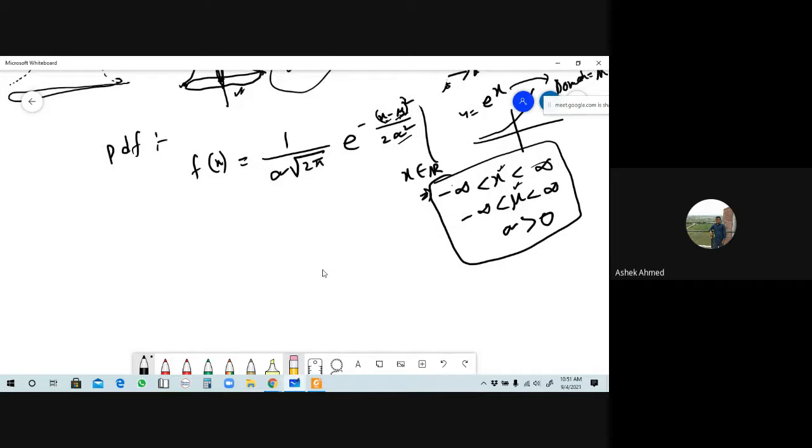Now we can write this function in this way. This is 1 by root over 2 pi sigma, where sigma is outside the root. If you take sigma inside the root, that will be sigma square. Is it right? Respond to me. Yes, sir. Okay. e to the power minus x minus mu whole square divided by 2 sigma square. Is it right? We can write this probability density function in this way also. Okay.